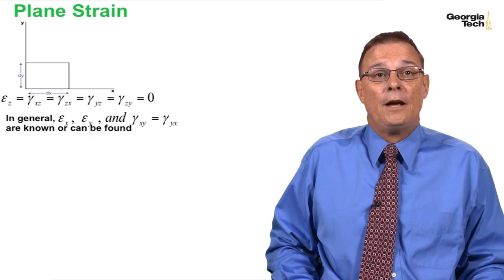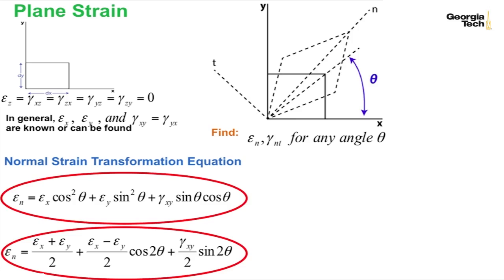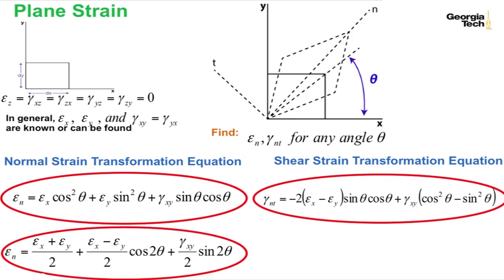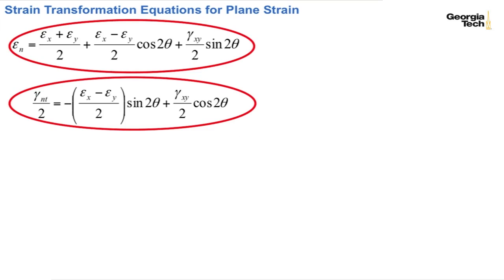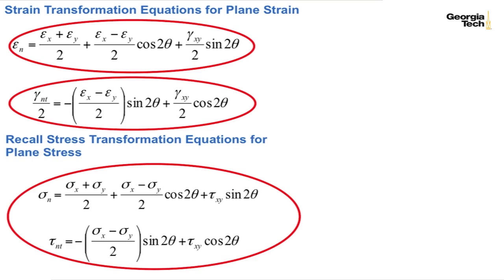And so we left off last time with these plane strain transformation equations for both the normal strain and the shear strain. And so I want you to recall now the stress transformation equations we had for plane stress. So these are the strain transformation equations for plane strain. These are the stress transformation equations that we did for plane stress. And you're going to start seeing similarities between the two.